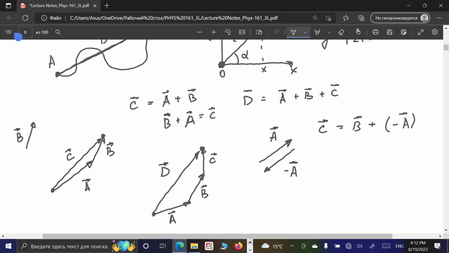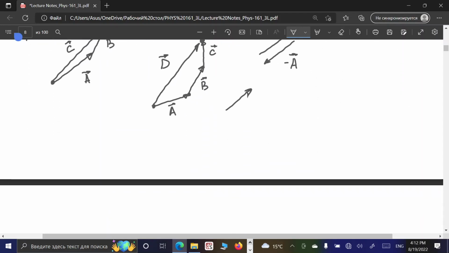Another important feature which we need to highlight is when we multiply a vector by some scalar number. Let's say we have again our old good friend vector a. Maybe let's do it here. So this is vector a.